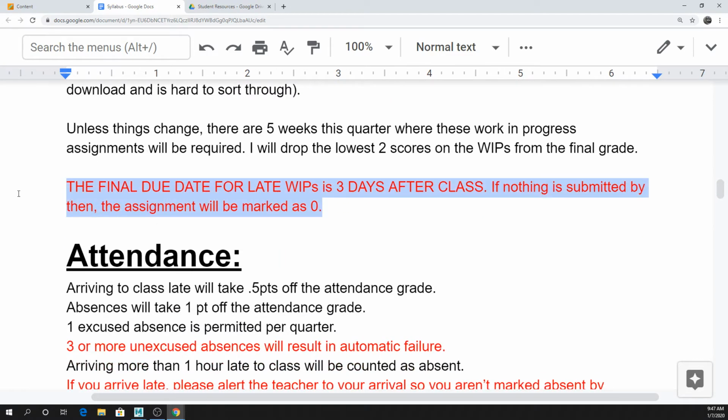The only other weird thing about these is since these are work in progress assignments, it's supposed to be just show us whatever you've been working on. The final due date for late assignments, instead of being due a week after the assignment was assigned, is 3 days after class. Again, same rationale: they're supposed to be what you've been working on that week. And as long as you've done other work in progress weeks, the grade will be dropped and you should be fine.